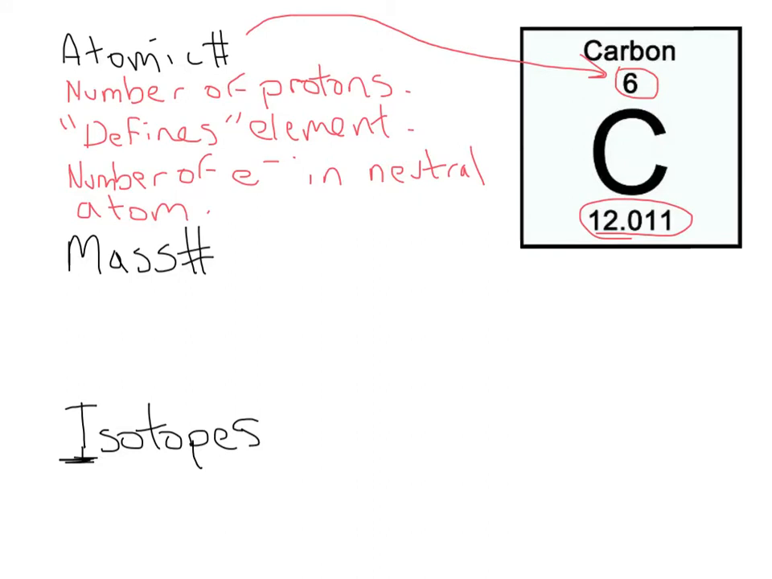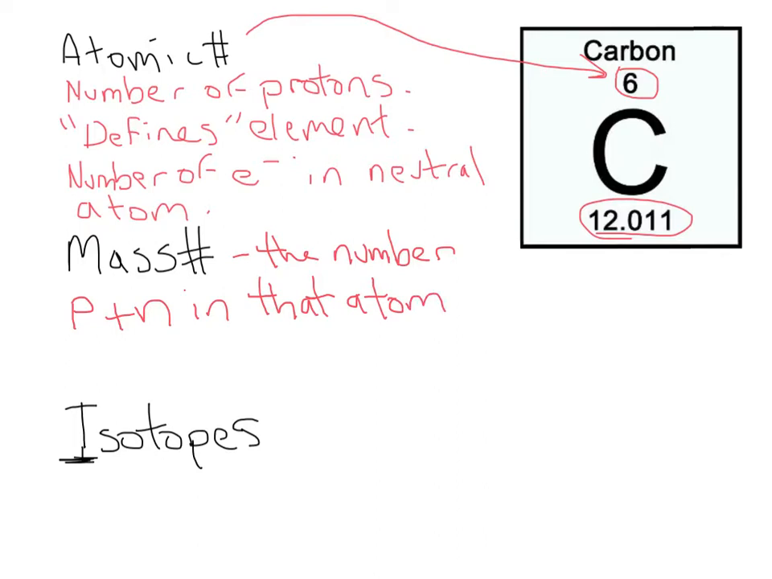So the next thing we're going to look at is the mass number. The mass number tells us one very important thing. It tells us the number of neutrons in that element. No, it tells us the number of protons plus neutrons. Well, yes, but... Yes. Fine. What he said. It's the number of protons plus the neutrons for that particular isotope.